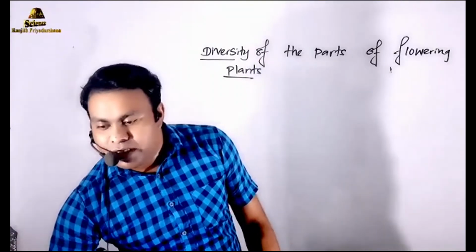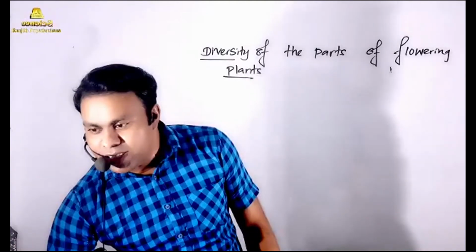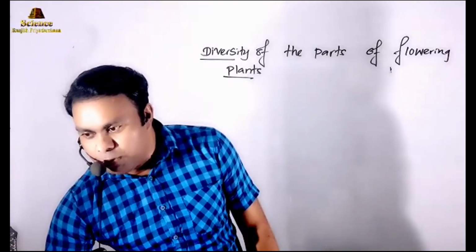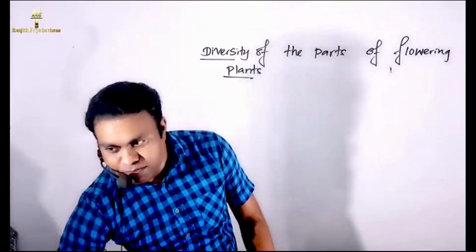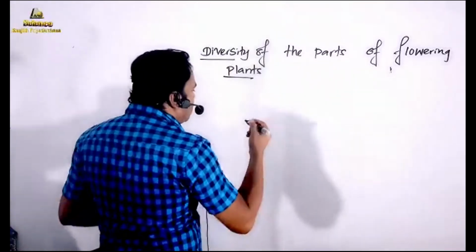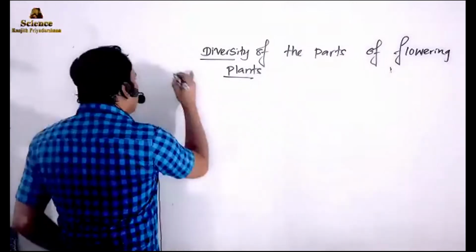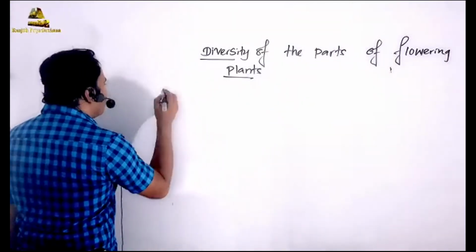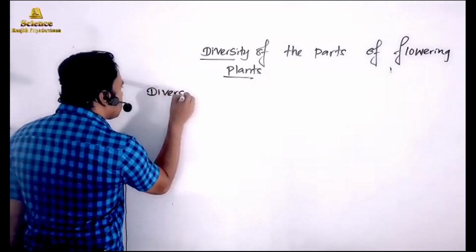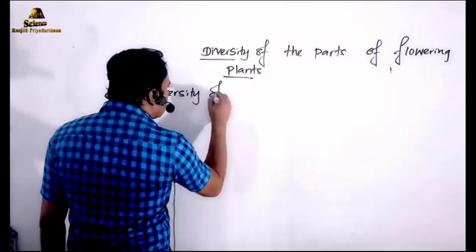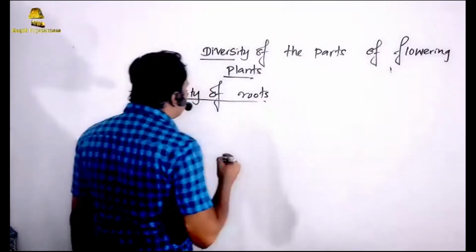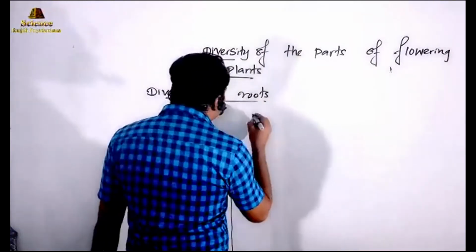Okay, so far what we have discussed is the parts of flowering plants and their diversity. Okay, look at this. Last week, finally, we discussed the diversity of roots and the major two types of roots. Diversity of roots. What are the major two types of root systems?